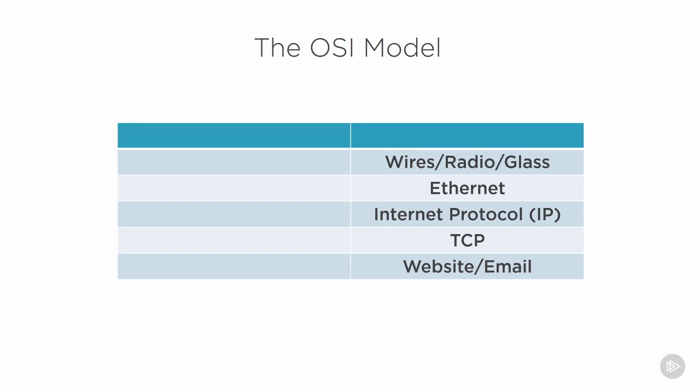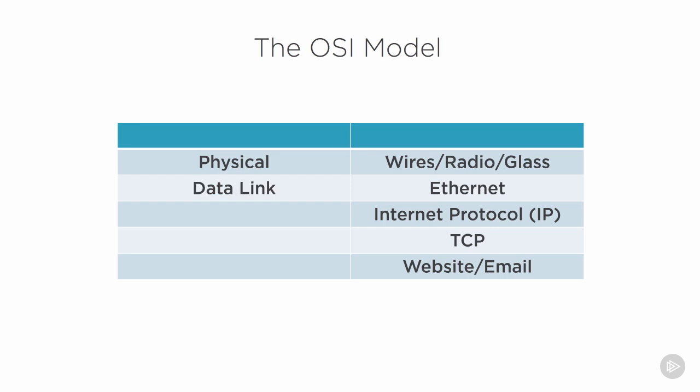For now, let's map out our communication that we just covered for moving a website from one device to another, and let's look at how the OSI model maps to that. If we start with the first layer here, we have the physical layer. That is literally the physical components of it, the media, the wires, the radio, the glass.